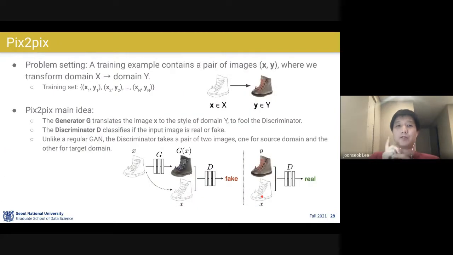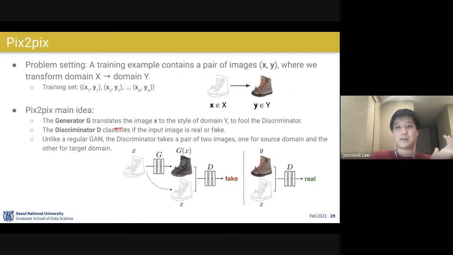The first paper we are going to discuss is called pix2pix, or pixel to pixel. Here is the problem setting. A training example contains a pair of images. Now, the training example is a pair, not a single image, X and Y, and each comes from a different domain. Our goal is to transform from domain X to domain Y. This is the X domain, and this is the Y domain, the rear shoes.